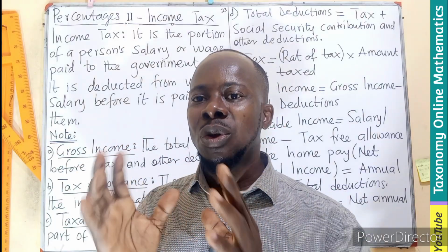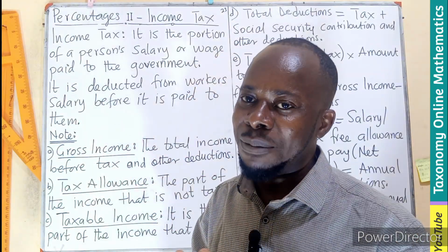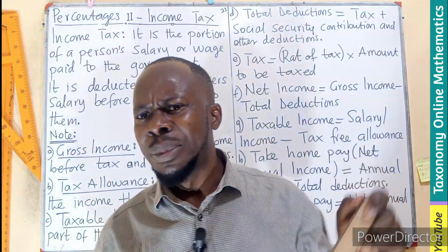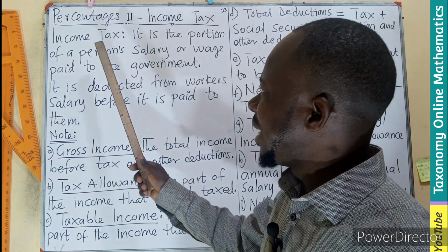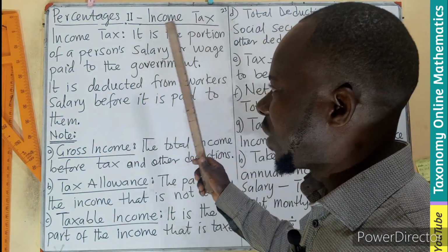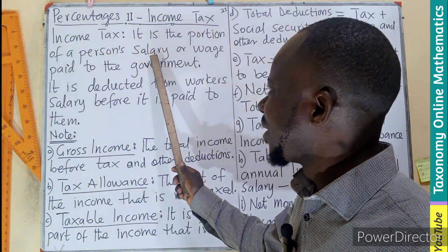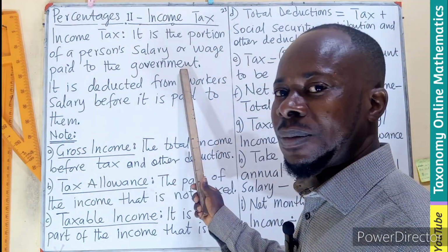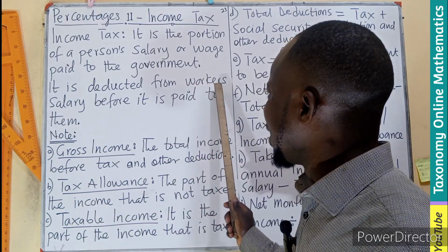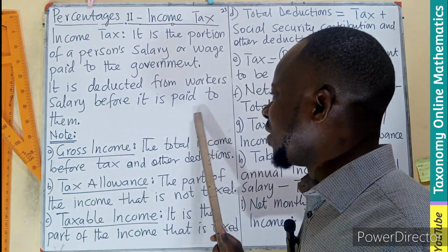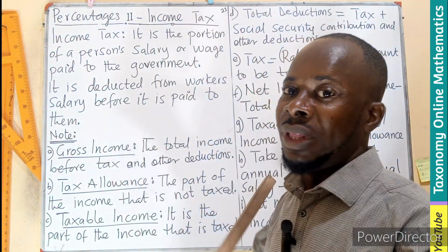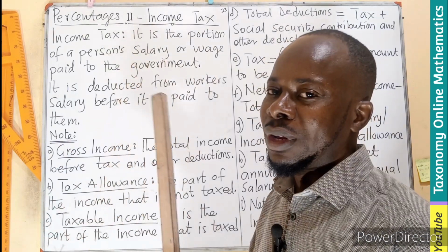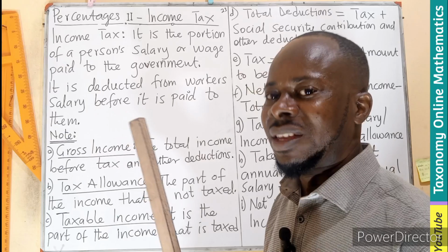So what are some of the terminologies that we deal with when it comes to income tax? Let's look at some of those terminologies. Income tax is just a portion of a person's salary or wage which is paid to the government. It is deducted from the worker's salary before it is even paid to them. So it is not that you take your salary and then feel like paying your tax. No, it will be taken from the source before the balance is given to you.